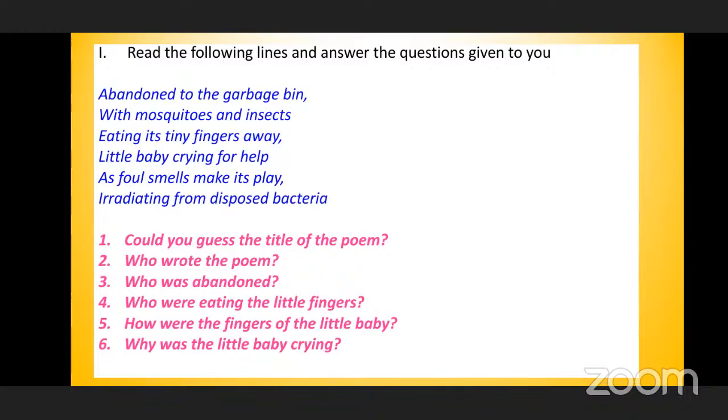Now this is how I deal with this reading comprehension poem. Dear students, please note down these questions, so that it will be practice for you. Now let us move on to the next poem passage.